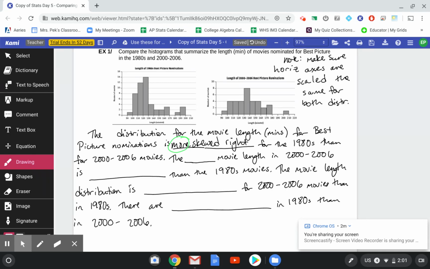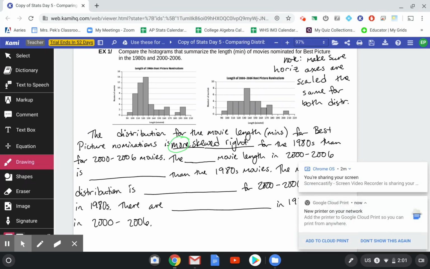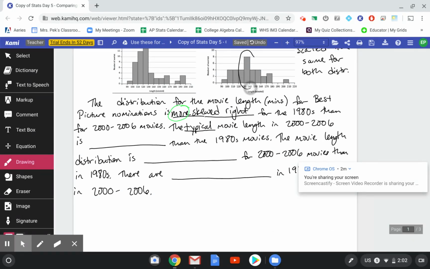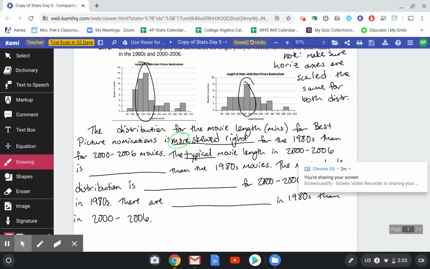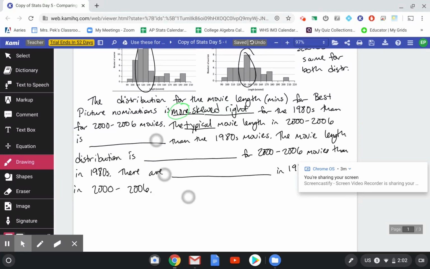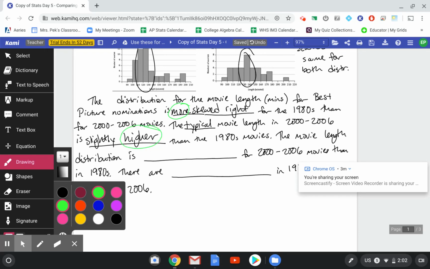Let's look at the center. Here, I don't have any of my data values, which means I can't find the mean or the median. So all I can really say is that the typical movie length in 2000 to 2006 is, if you look at this peak versus this peak here, slightly higher, not a whole lot higher. So I'm going to write slightly higher than in the 1980s movies. So we've got shape and center, and again, that comparative word is the higher piece there.